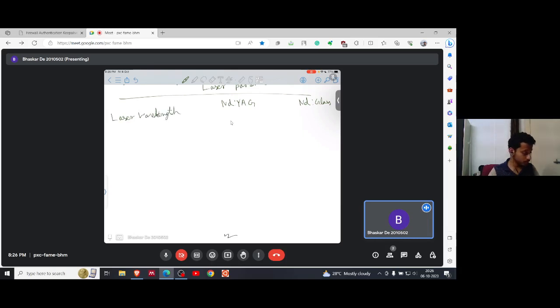The laser wavelength is 1064 nanometer; here it is 1054 to 1062 nanometer. Laser transition probability is 4.3 into 10^3 per second, where it is 2.9 to 3.4 into 10^3 per second.